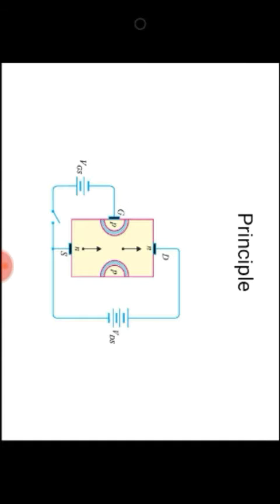The greater the reverse voltage VGS, the wider the depletion layer and the narrower the conducting channel. A narrower channel means greater resistance, and hence the source to drain electron flow decreases. So it will decrease the drain to source current. The reverse will also happen if VGS decreases.